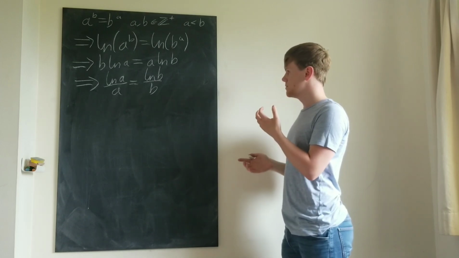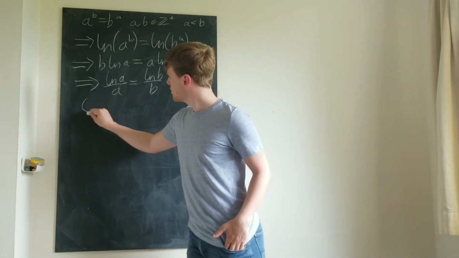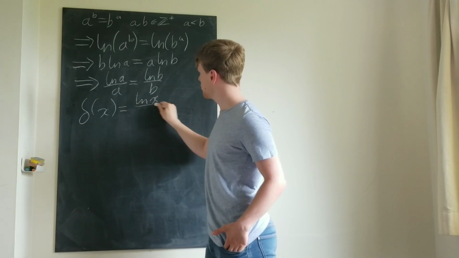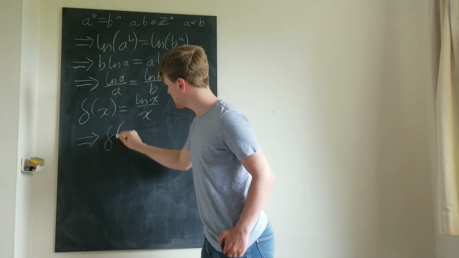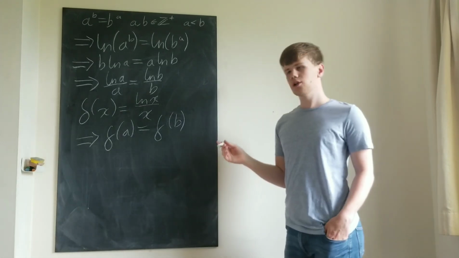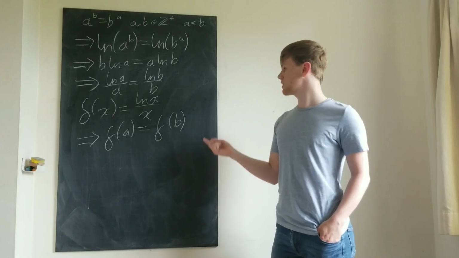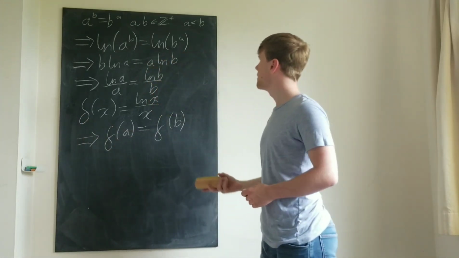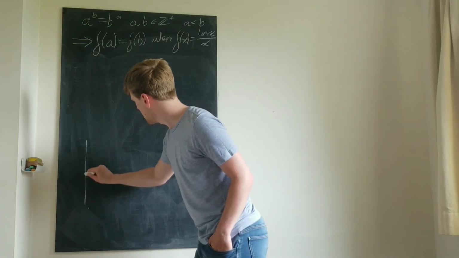And now, this may not look any simpler, but actually it's quite helpful, because if we let the function f of x be equal to ln of x divided by x, we can now say that f of a equals f of b. And so now we're looking for parts of the function f of x where we can get two x values giving the same y value. We want a 2-to-1 function. So what we want to do now is sketch our function f of x.